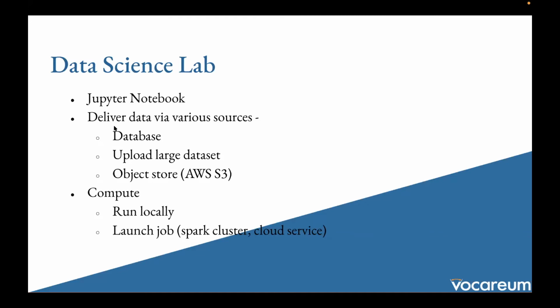And you can deliver data via various sources. You can deliver the database credentials from the previous slide. You can upload a large data set, or you can deliver data through, say, a cloud object store, for example AWS S3. And you can use it to either run compute locally, but also we can provide credentials for, let's say, a Spark cluster that I was mentioning, or maybe even an AWS credential. So the jobs can be launched maybe in a built-in service, or on a cluster managed by Vocareum.